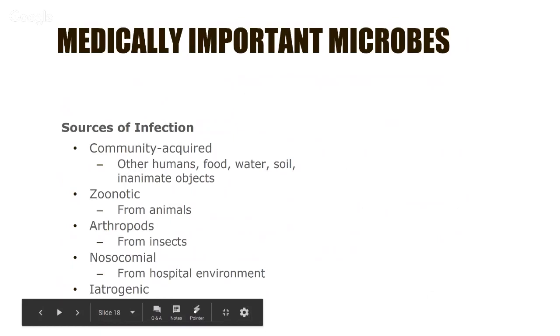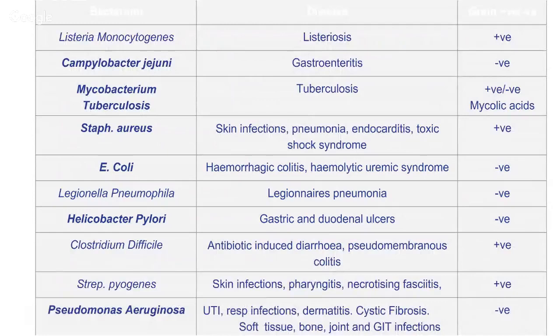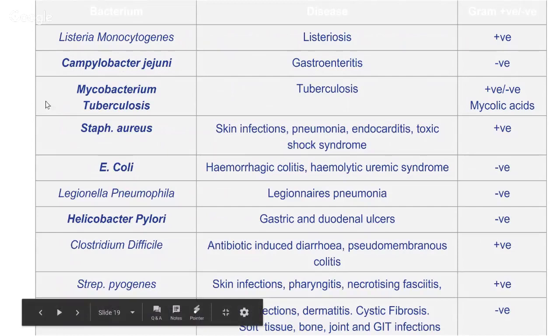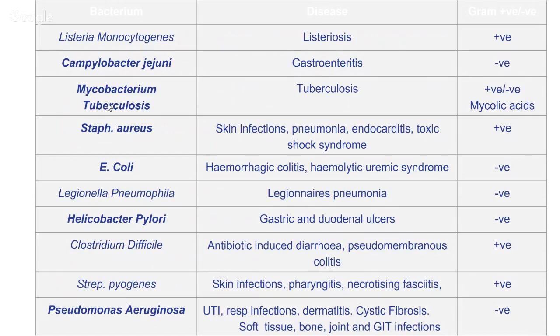This is basically a list of the most important organisms you'd need to know. The ones highlighted are more important than others. So your Campylobacter jejuni is what causes your basic gastro. I'll just mention a few specific features about each one of them, which often come up in exams as buzzwords, so you should just know that.